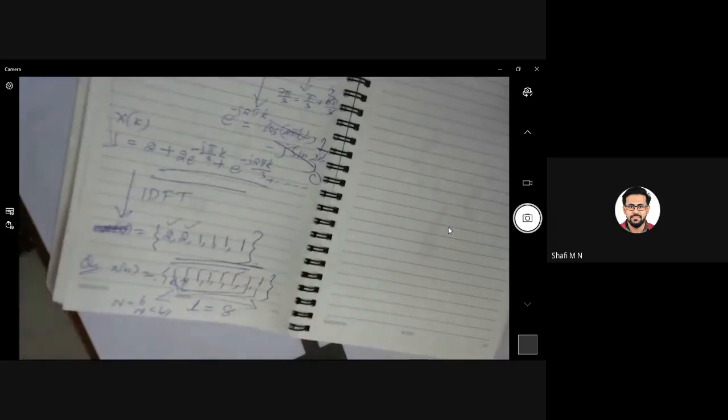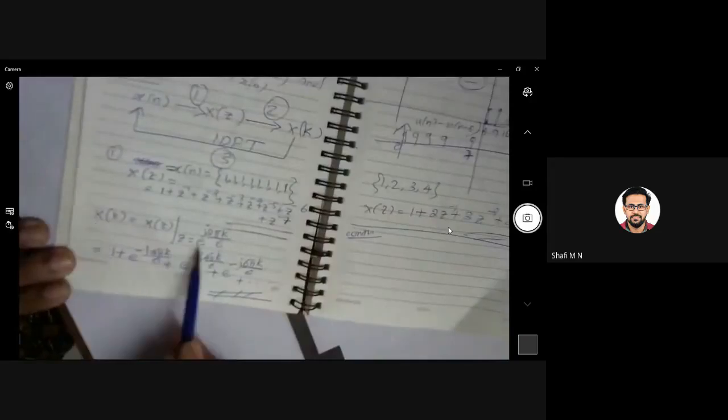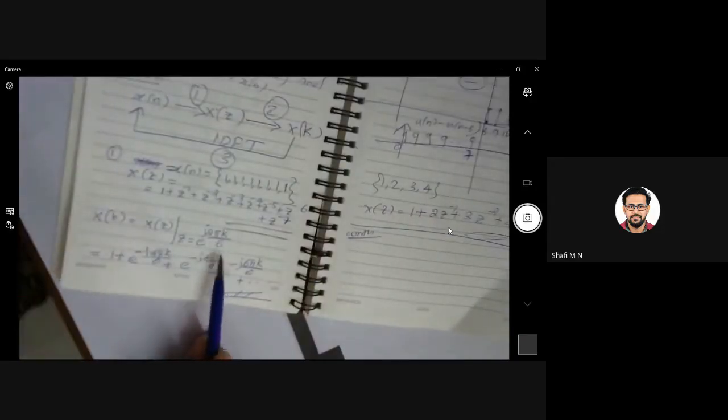Clear? So if you want to avoid time domain aliasing, while converting this x of k to x of z to x of k, here you have to choose at least n equal to 8.